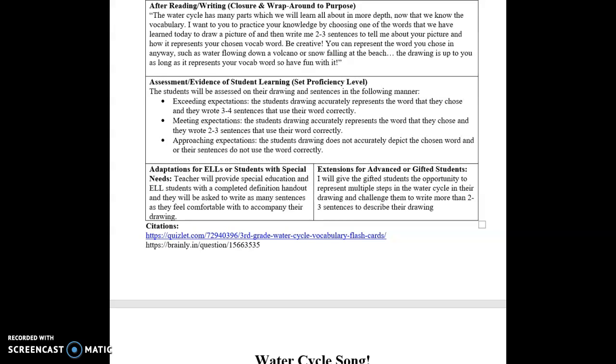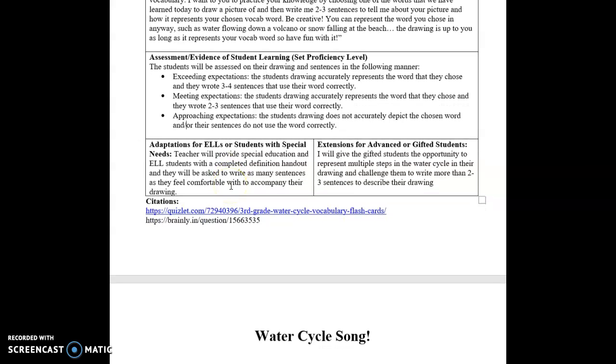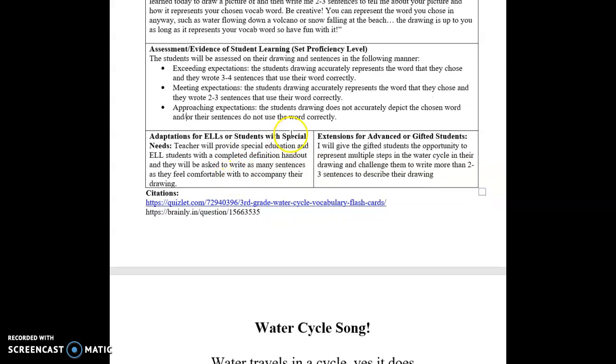collection and said they drew a picture of precipitation, like something running, something raining. And then also, and or their sentence does not use the word correctly. So if they said precipitation is when the water sits in a lake, that would be incorrect.